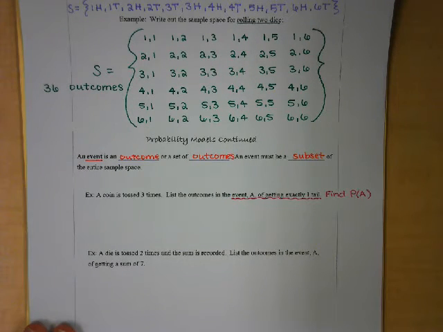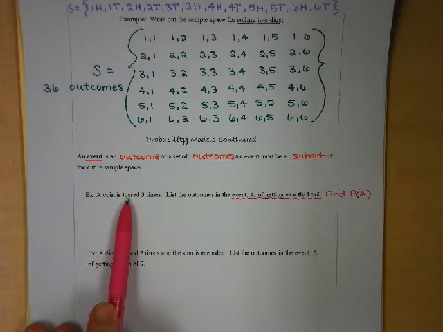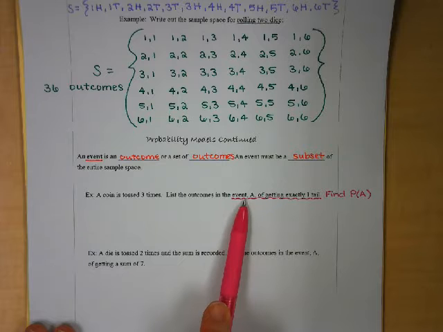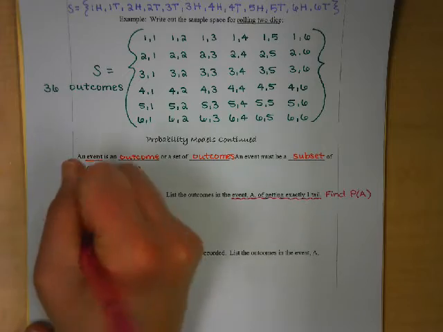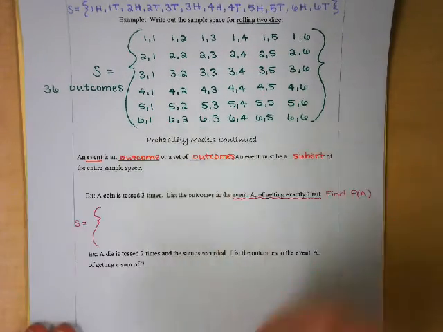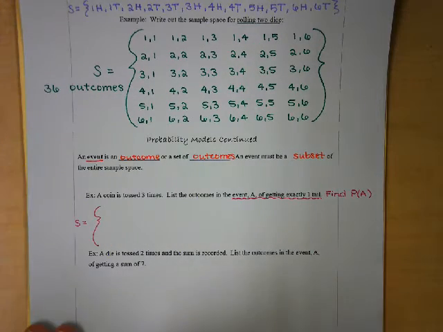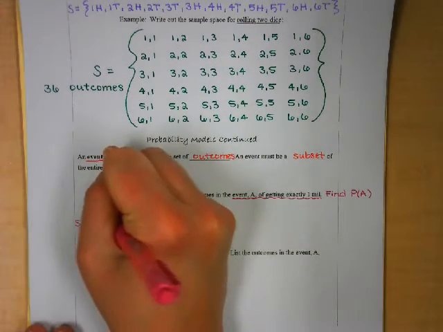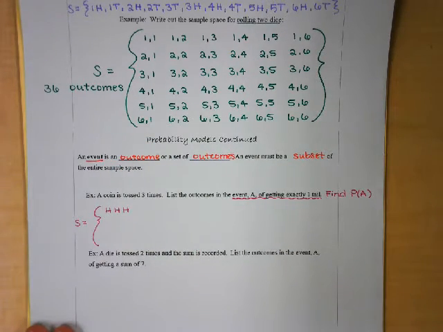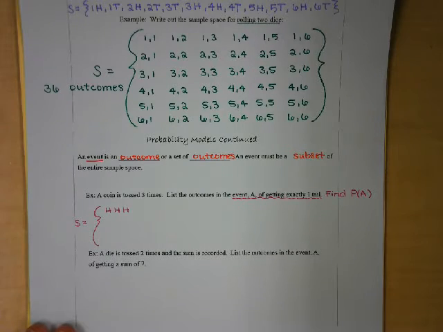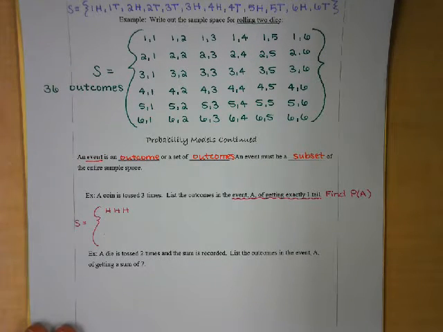So we're going to create our sample space for a coin being tossed 3 times. We're going to list the outcomes for event A, and then we're going to find the probability of event A. So if I toss a coin 3 times, I could get 3 heads. I like to start with one where everything's the same. That's how my brain works. You don't have to list them in the same order as me. So I have 3 heads. That's the only way I can get 3 heads.